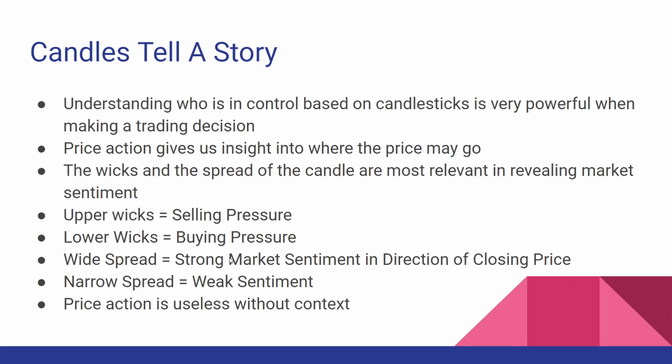So candles tell us a story, and like I said before, they give us insight into who's in control. The most important and relevant parts of a candle in revealing sentiment are the wicks and the spread of the candle. An upper wick, that little tail at the top that you saw before, shows selling pressure. A lower wick, the lower tail on a candle, shows buying pressure. And the spread of the candle tells us how strong market sentiment is. So if you have a wide-spread candle, that's saying you have strong market sentiment in the direction of the closing price. So if you see a very large green candle, that's telling us that price is very bullish.